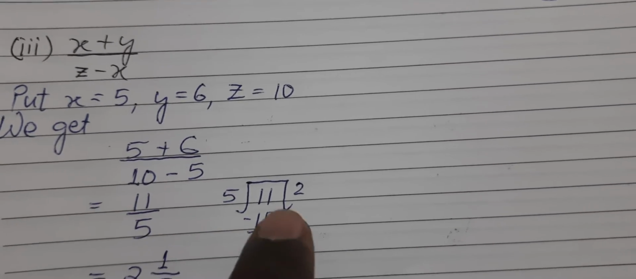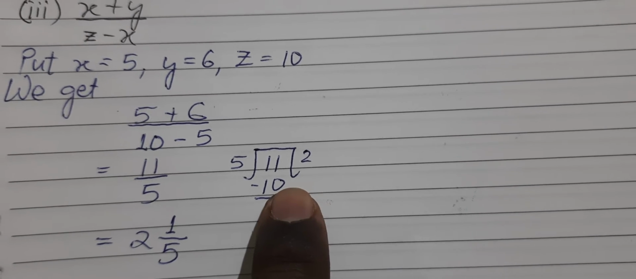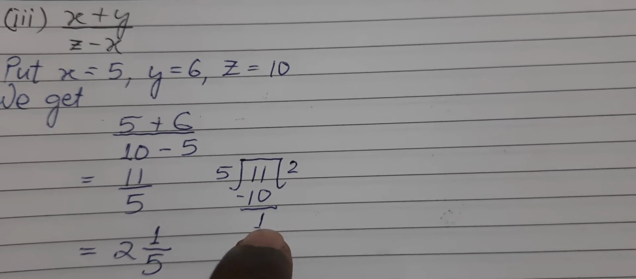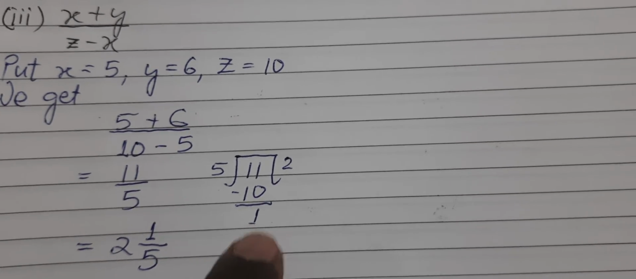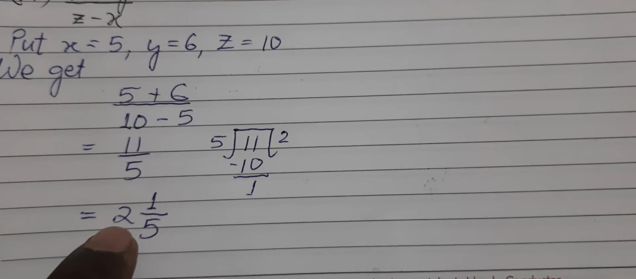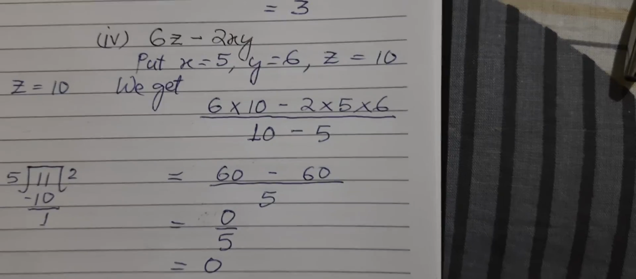So 11 by 5, here it is done in the separate rough for you. 11 divided by 5, 5 2s are 10, minus 1. So we write 2 first, followed by 1 in the numerator, then 5 in the denominator. So the answer is 2 1 by 5.